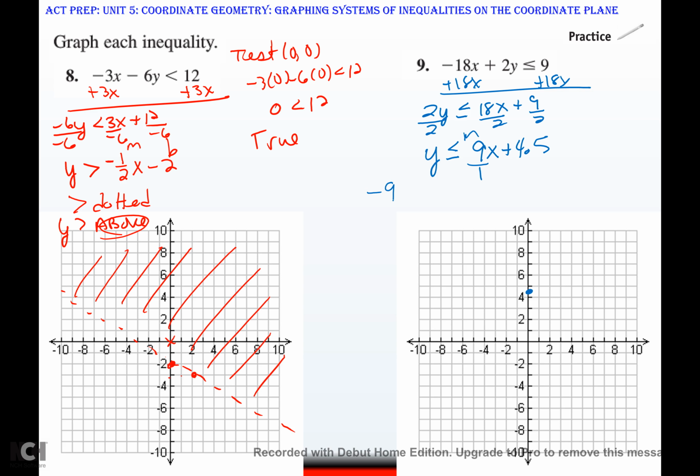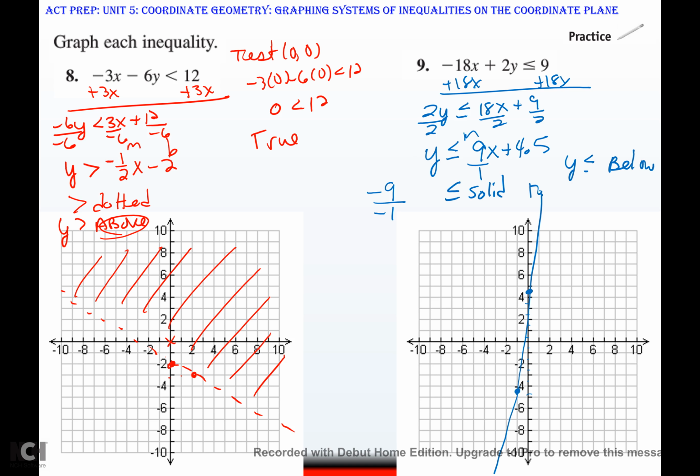Could I also go down 9 and left 1, because that would still be positive 9, and because I don't have enough room to go up 9. So down 1, 2, 3, 4, 5, 6, 7, 8, 9, and right 1 would be about right there. Okay, and then bar means solid. And pointing at y means below.